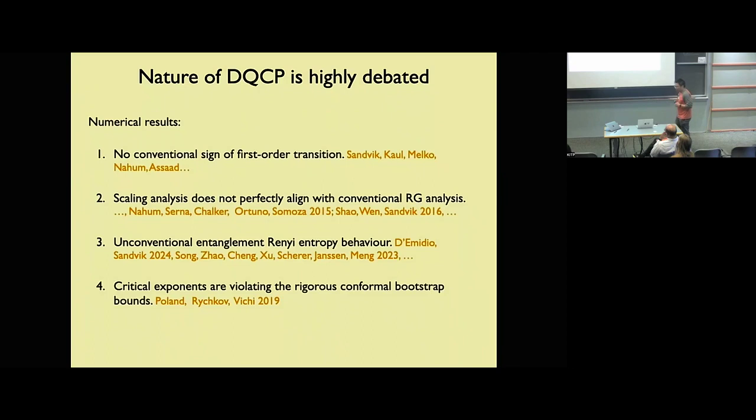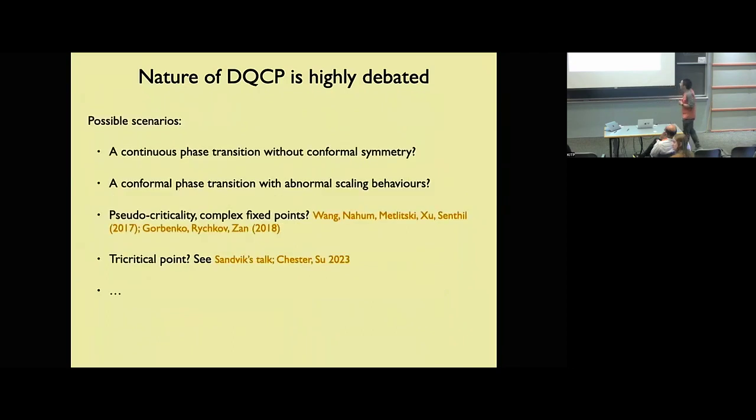So there are a number of possibilities that may help to resolve those contradictions. One thing you may ask, for the conformal bootstrap, is whether it could be a continuous phase transition without conformal symmetry. Usually we would expect that the phase transitions will have conformal symmetry, but there's no rigorous proof. Another thing could be that it's a conformal phase transition, but you have some very abnormal scaling behaviors, and those scaling behaviors make it very hard to get very accurate critical exponents when you do those lattice simulations.